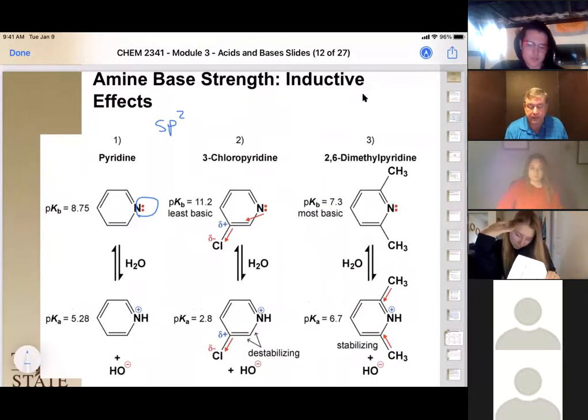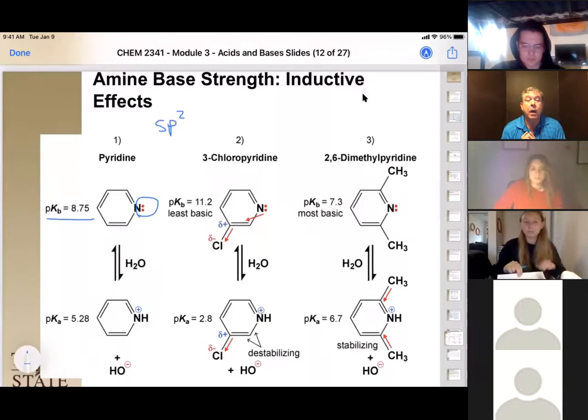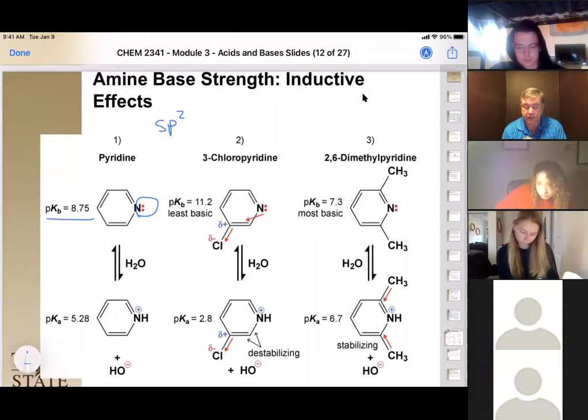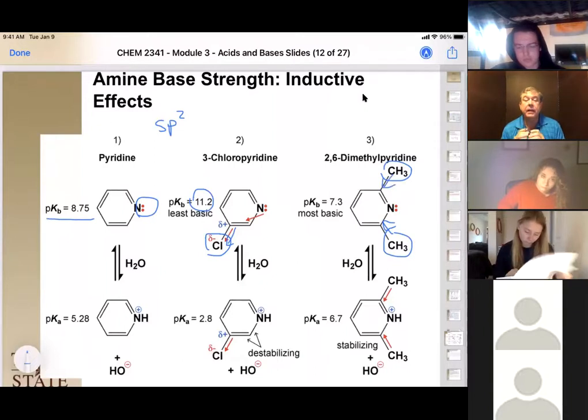We start with our baseline, and our pKb is about 8.75. So how can we change it? If we wanted to make it go up, we would probably add something that removes electron density, making that positive charge less stable. So by having an electron withdrawing group on here, the chlorine, the pKb goes up, making it a weaker base. In the case of adding these two methyl groups here, those can weakly donate to the system, and it increases the basicity. The pKb goes down, and the basicity goes up.